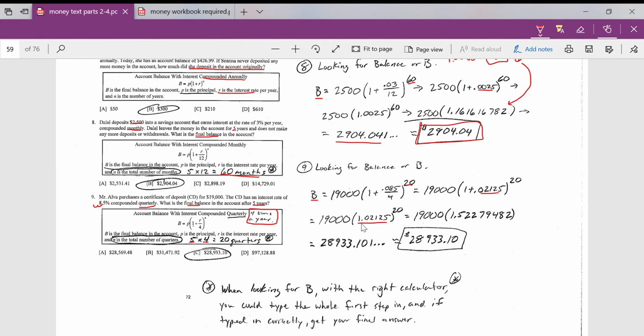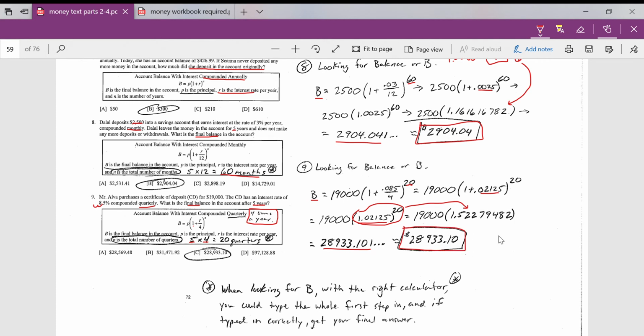So you're going to type in 1.02125, that XY button, to the 20. You type that in your calculator, and it will give you this number. Now just leave that number in your calculator, hit times 19,000. You're going to get this number, and when you round it, here's your answer.